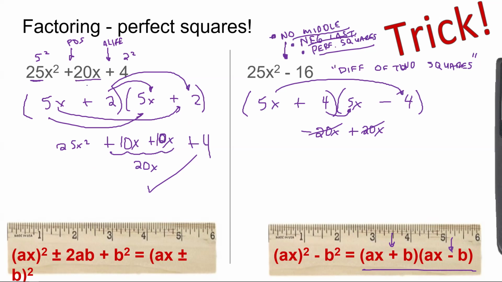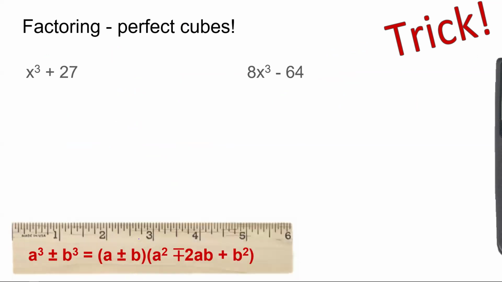So we got twice the a times the b. If a is the square root of 25x squared, and b is the square root of 4, then that's the rule down there. Maybe that's more work than it's worth. I don't know. Play with it, use the rule, whichever you like better. But that's a good trick too.